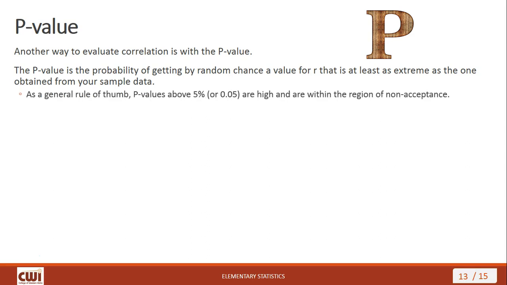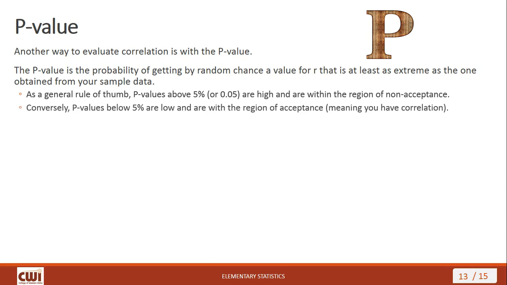As a general rule of thumb, your p-value is going to be somewhere between 0 and 1. If your p-value is above 5%, then that's considered a high p-value and you're within a region of non-acceptance, which means you don't have correlation. Conversely, if your p-value is below 5%, then you have a low p-value and you are within the region of acceptance, which means you have correlation.